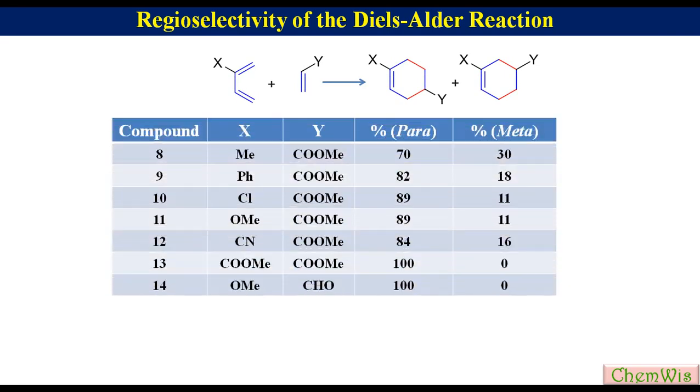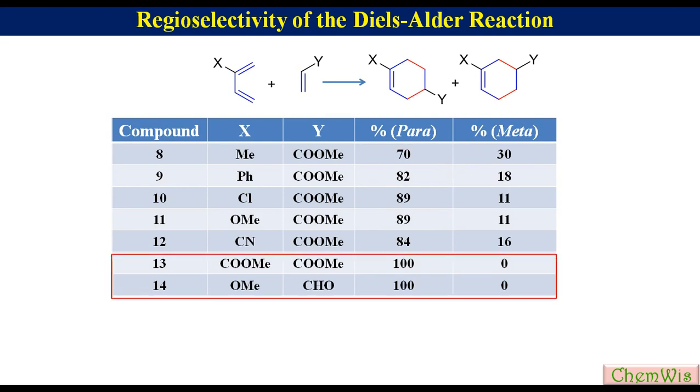For the clarification of the second point, let's have another table. In this case too, we can see that irrespective of the nature of the substituents, para adduct is the major adduct. In some cases, like examples 13 and 14, formation of meta adduct could not even be detected.